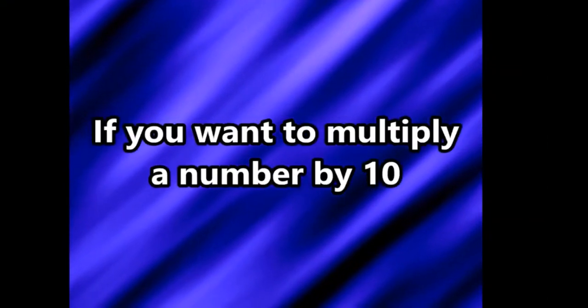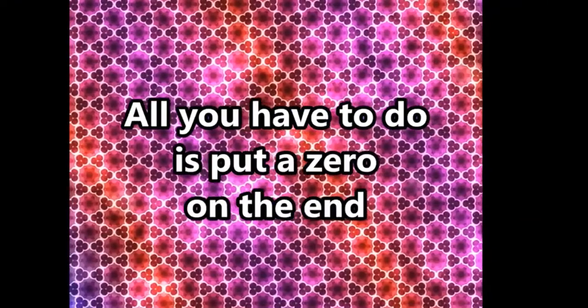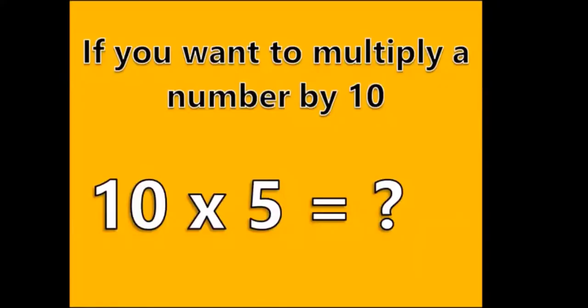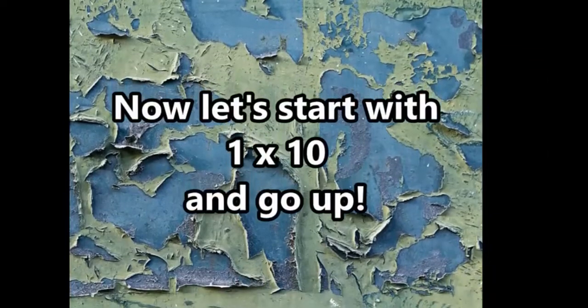If you want to multiply a number by 10, all you have to do is put a 0 on the end. Now let's start with 1 times 10 and go up.